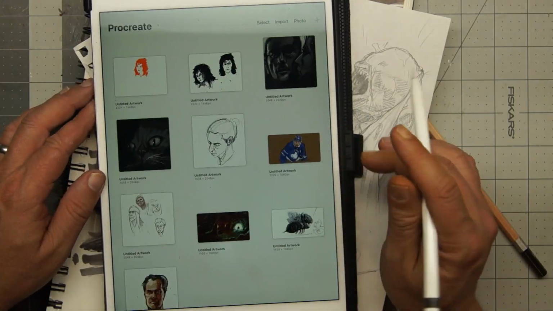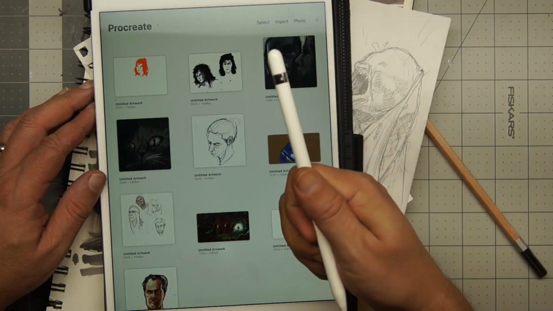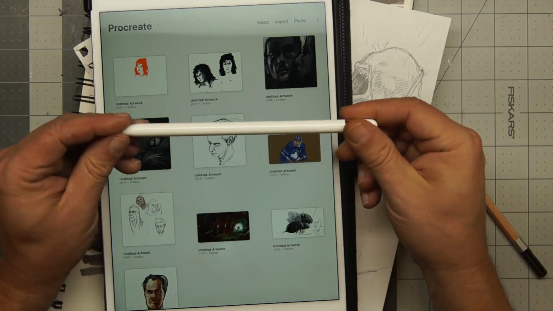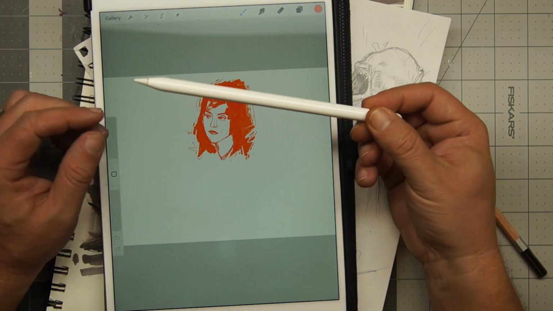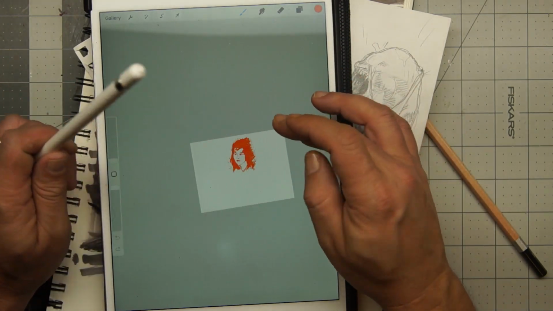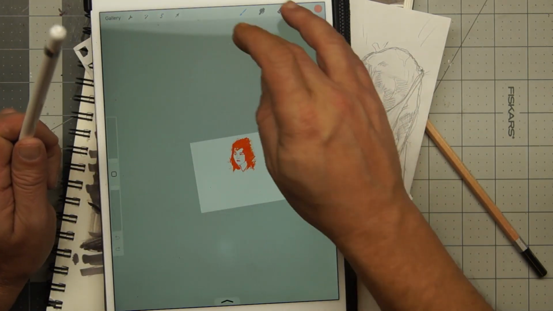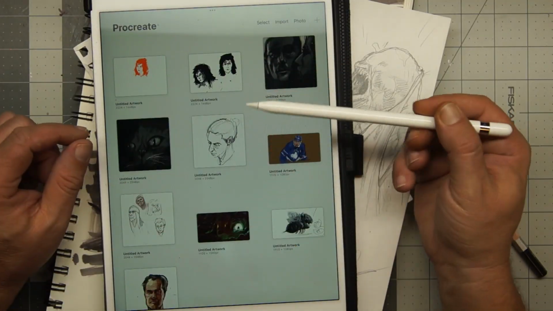All right, so using Procreate. Oh, my pencil's not charged. This is the iPad, and this is the first generation of the pencil. And oops, I didn't mean to do that.